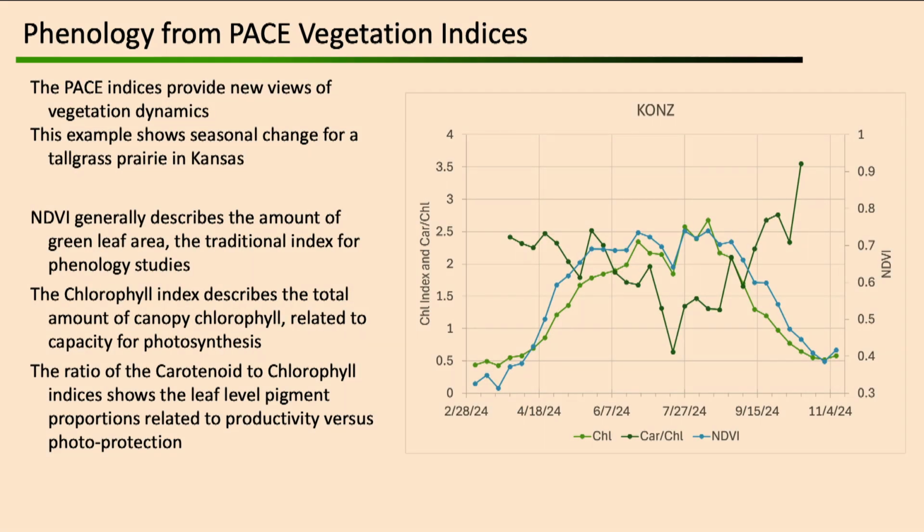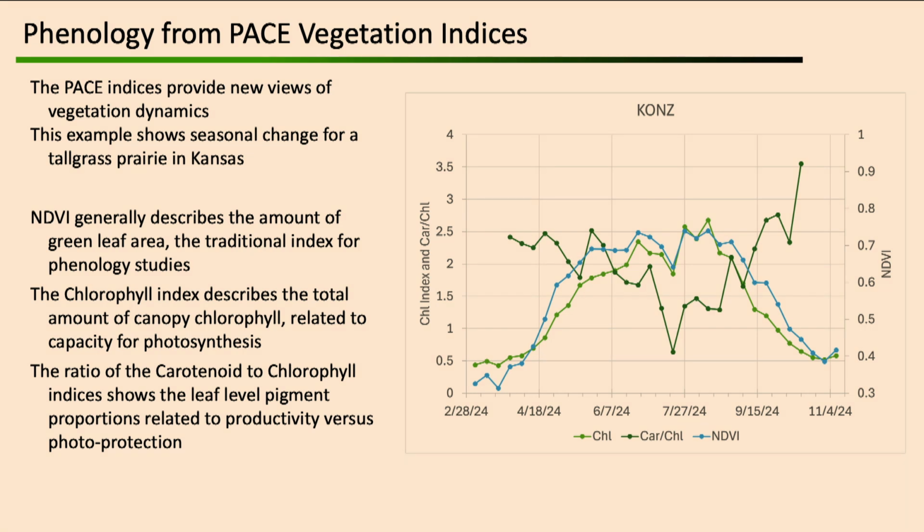So we can look at these indices over time and see how they change. This is the tall grass prairie again. The blue line is the NDVI, and this is typically what is used for studying phenology, looking at the greening up and senescence of the vegetation. But then we have the green line, which is the chlorophyll. That chlorophyll index is really more related to the productivity of the ecosystem, and sort of the potential productivity.